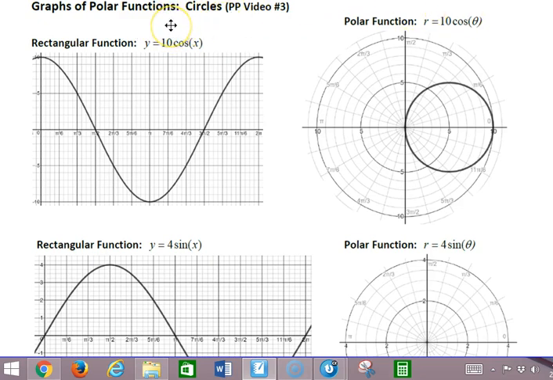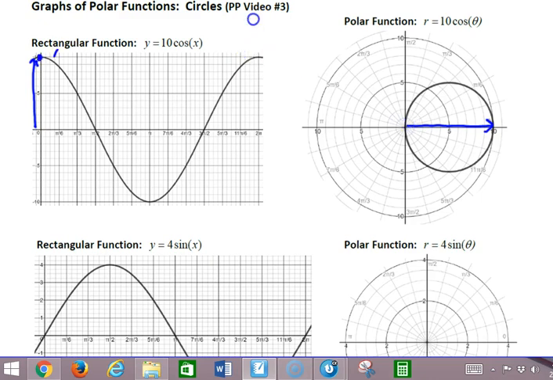So let's think about what the 10 tells us in both equations. In the rectangular function, the 10 tells us the amplitude of the graph, or the farthest that the graph gets from the x-axis. In the polar function, the 10 tells us the largest value that r takes, the largest amount that the graph varies from the pole, or the center of the polar function grid. Let's look at some specific points here.